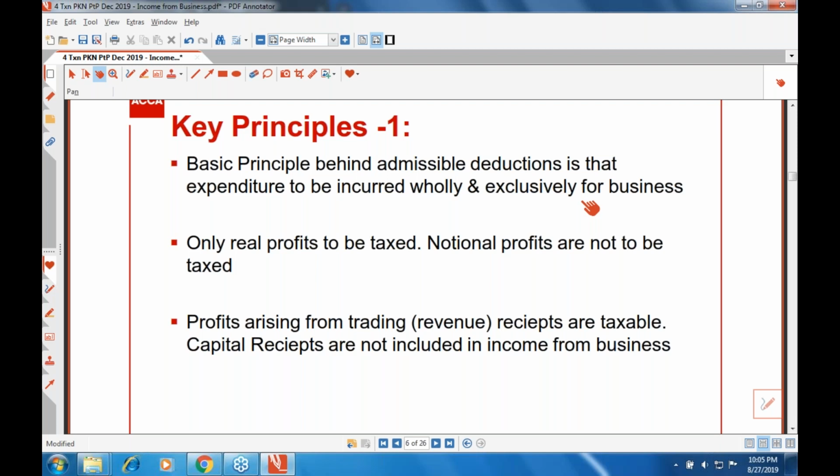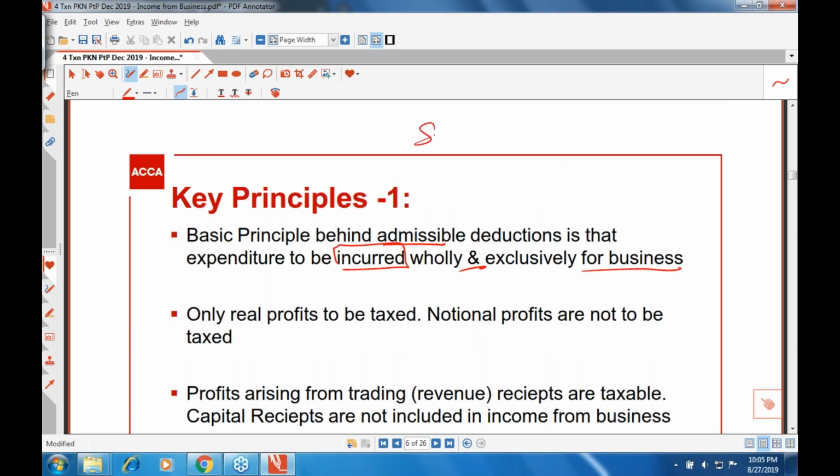Number one point is it says the basic principle behind admissible deductions is that expenditure is to be incurred wholly and exclusively for business. Means what happens is, you are a sole proprietor. For example, being a sole proprietor, you run a car. That car is used for your personal expenses, for personal use also. It is used for your business purposes also.